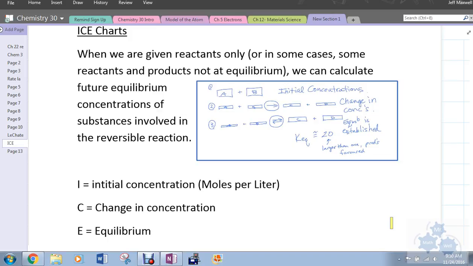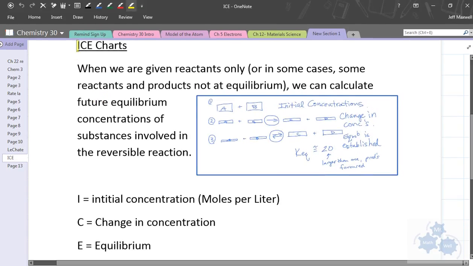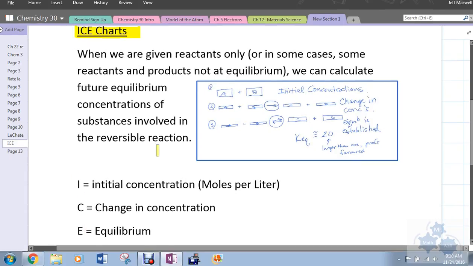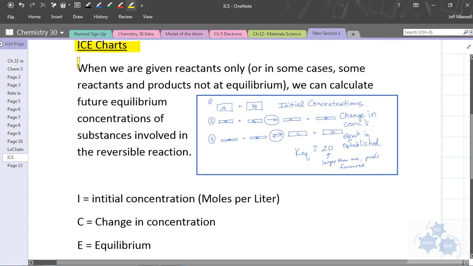All right, so for this lesson in Chemistry 30, we're going to talk about equilibrium concentrations again. This section is called ICE charts. This is what I have called this, ICE charts. Now, down here I show you what ICE represents. It's an acronym for other words. But let me just set up the problem here.